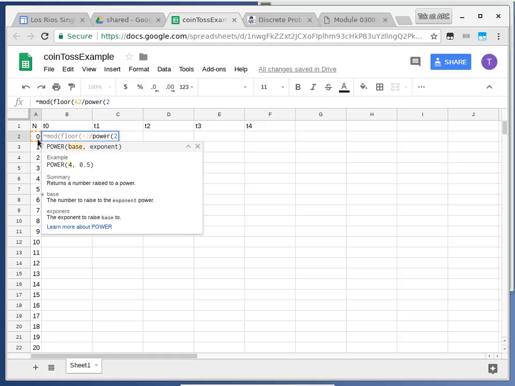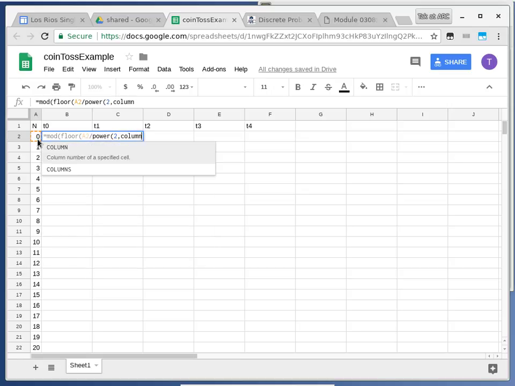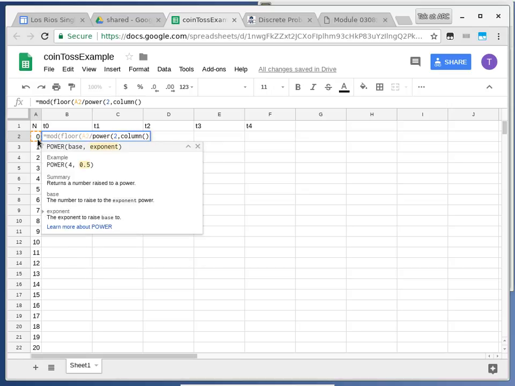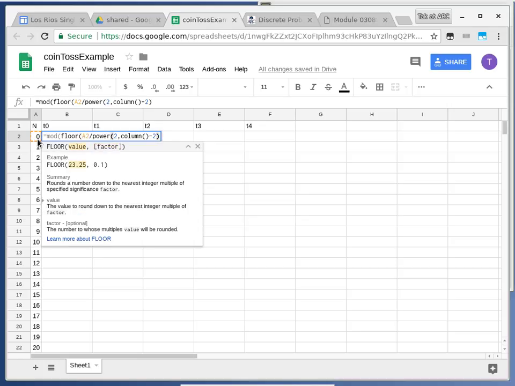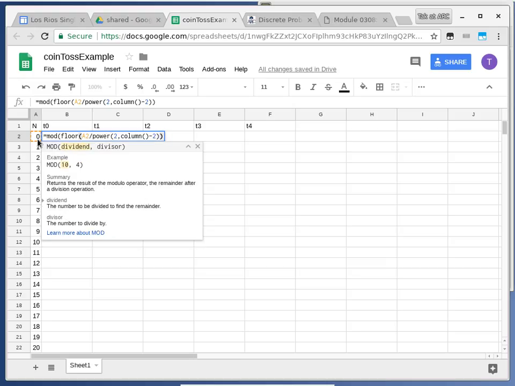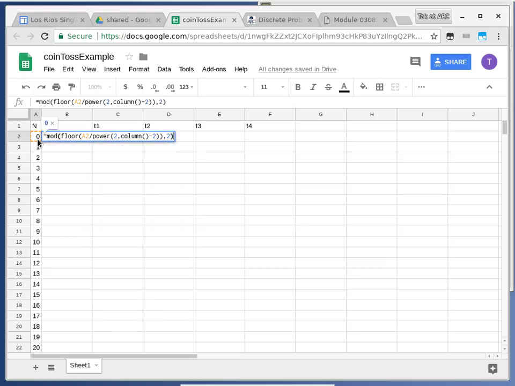To get to this one quickly and easily, we can refer to the column of this particular cell. Okay, so now we can say to the power of column. But column starts with 1, which means this is already column 2. That's why I need to offset it, so that it is 2 to the power of 0 with this one. Okay, and that ends the power, that ends the floor, and then mod the whole thing by 2, and that ends the mod.